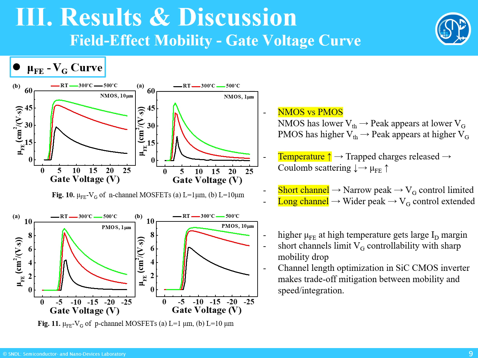Now, let's see how mobility changes with gate voltage. NMOS reaches its peak at a lower gate voltage because its threshold voltage is smaller, but PMOS needs a higher gate voltage. When the temperature goes up, mobility also increases since Coulomb scattering is reduced. But short channels show strong lateral fields and velocity saturation. As a result, mobility drops quickly. This shows that the short channel limits controllability, so mobility optimization is important.